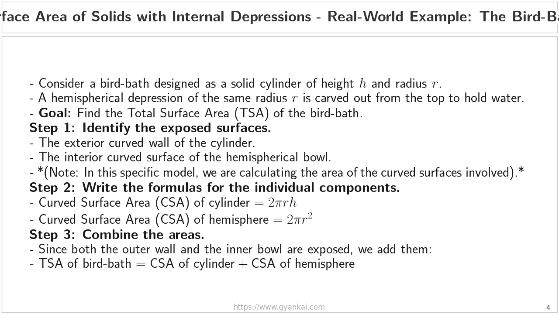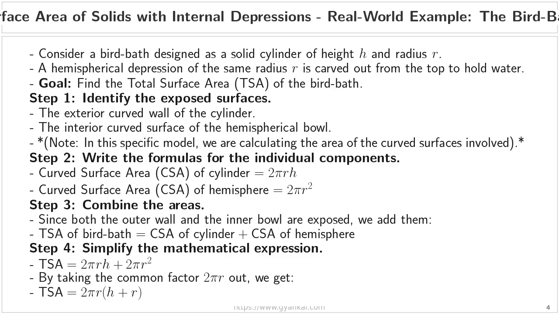Now, in step 3, we combine these areas. Recalling the rule from our previous slides, that we add the area of the depression to the exterior area, we see that since both the outer wall and the inner bowl are exposed, we must add them together. So, the total surface area of the bird bath equals the curved surface area of the cylinder plus the curved surface area of the hemisphere.